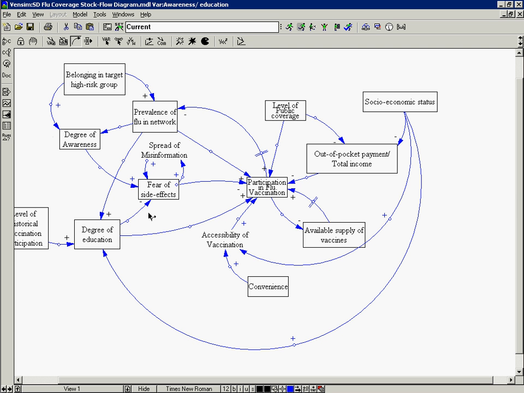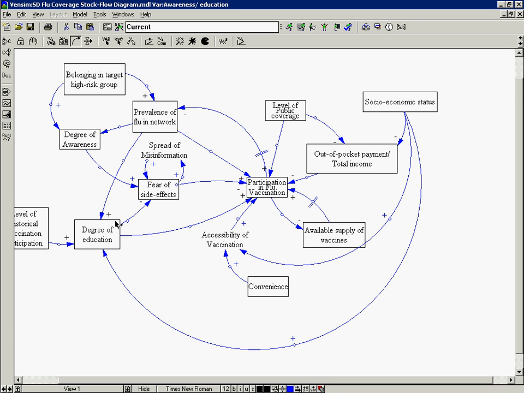But what can be seen here is that we are articulating a theory that's fairly qualitative in nature. We're talking about types of phenomena that are more or less undeniable, that things occur: the spread of misinformation, fear of side effects, degree of awareness. But we haven't yet unpacked it into quantified terms, right? This isn't something which is a fully simulatable model.